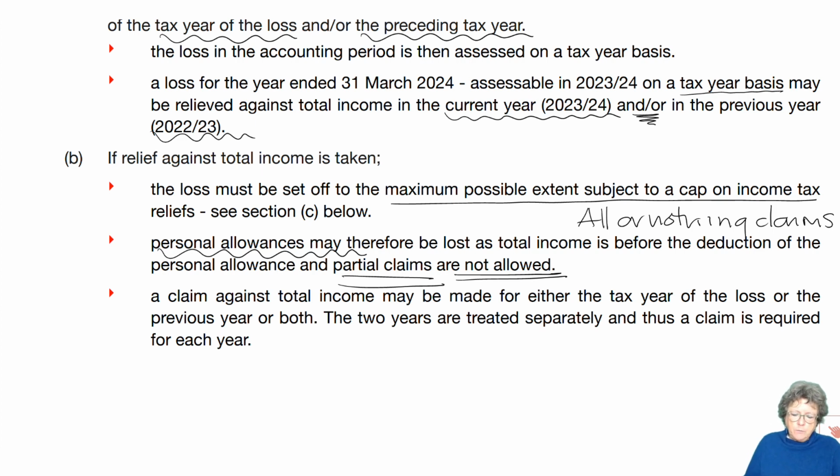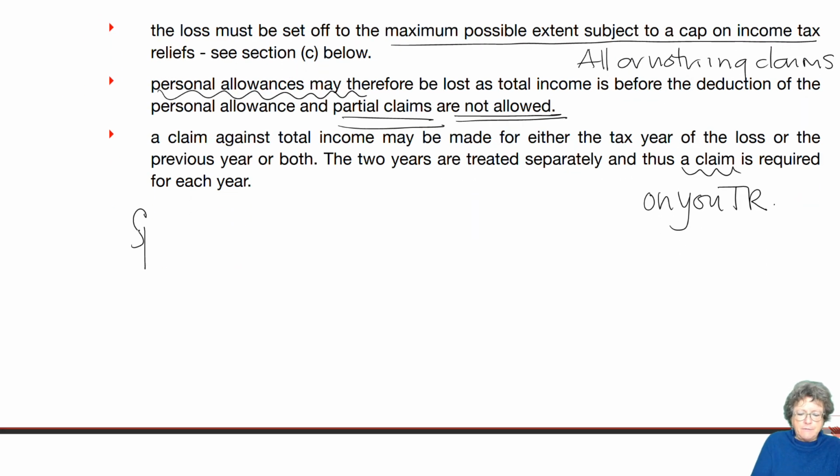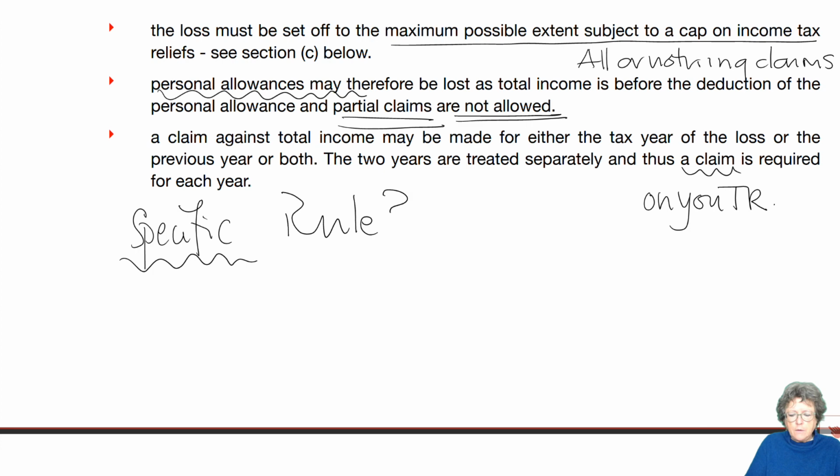Now, a claim against total income may be made for either the tax year of the loss or the previous year or both, and they are treated separately, and you must put a claim on your tax return for each of the years. Now, it is very important that you are very specific when you do these in the questions. What is the rule? What have I done? And show the examiner, the marker, clearly what it is that you have done.